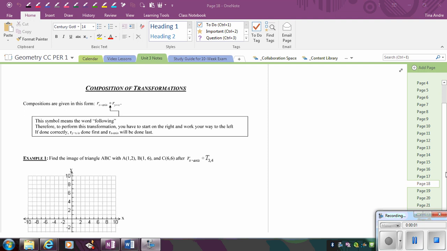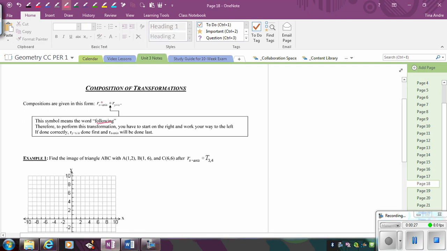In this video, we're going to learn compositions of transformations. A composition is basically when you do a transformation of a transformation. So if I read this, it means I'm going to do a reflection of the reflection. I'm going to reflect over the x-axis of the reflection over y equals x. This symbol right here represents a composition, and it means the word following. So a reflection over the x-axis following a reflection over the line y equals x.